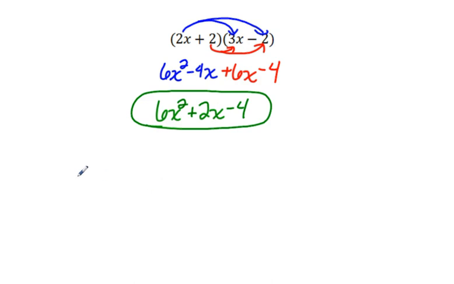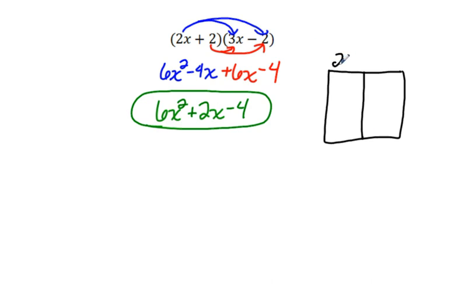Now, like I said before, there's another way to do this. You can do this using the box method. In order to set up the box method, you draw a box with enough columns for one polynomial. So 2x would be this column, and then positive 2 will be this column. And enough rows for the other polynomial. So 3x is this row, negative 2 is this row. And it doesn't really matter which one you put on the top and which one you put on the side. I usually put the bigger polynomial on the top if it has more terms, and the other polynomial on the side, but it really doesn't matter.